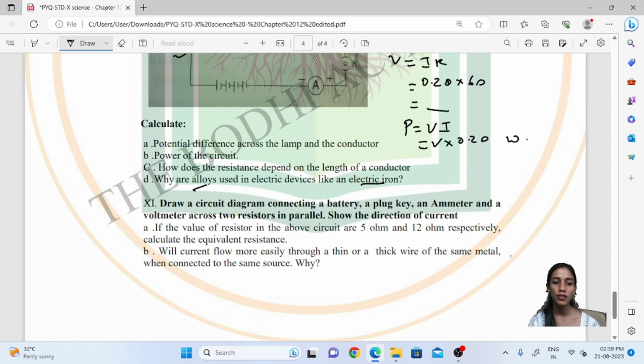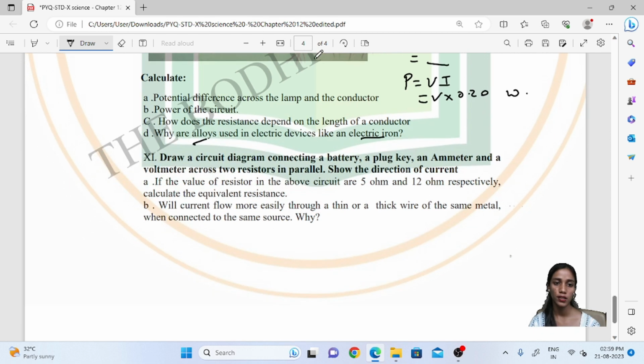The last question for today is, draw a circuit diagram connecting a battery, plug key, ammeter and voltmeter across two resistors in parallel. So two resistors will be in parallel, with the direction of the current shown. If the values of the resistors are 5 ohms and 12 ohms respectively, calculate the equivalent resistance. So what do you have to do here? You have to do 1 upon Rp equals 1 upon 5 plus 1 upon 12 and get the answer.